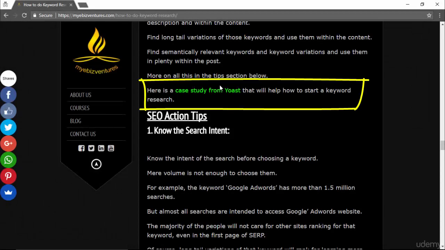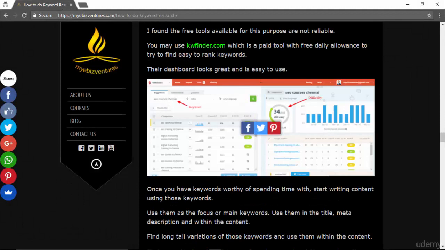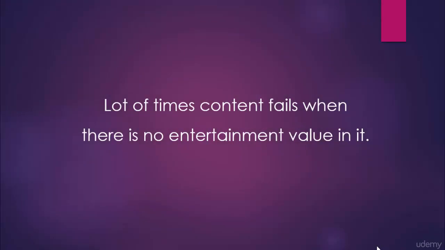Include case studies and storytelling to make it entertaining. Multimedia content like videos, infographics, images, etc. can also entertain your readers. Humor is another great way to entertain your audience. So make sure your blog post both entertains and educates people.